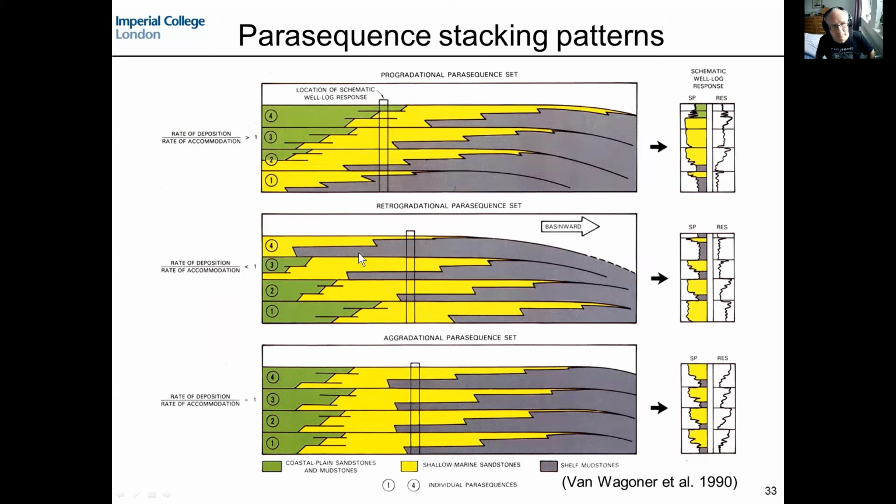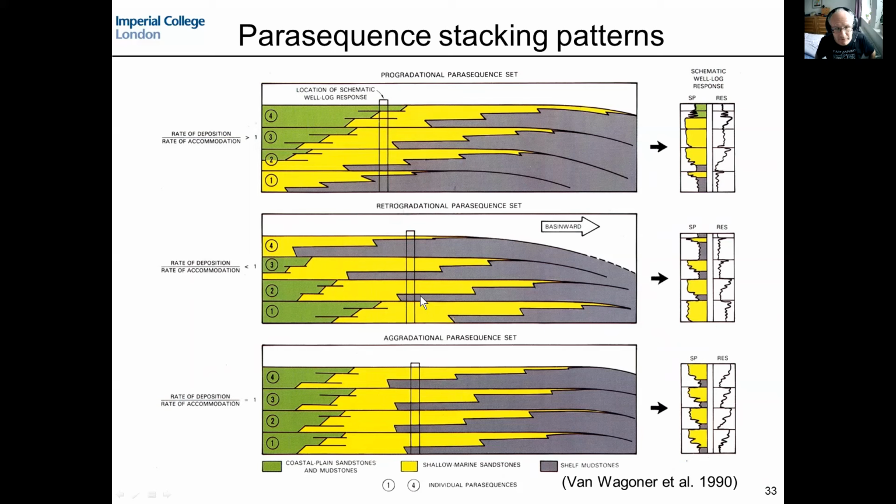The middle diagram, you see again landward on the left, basinward on the right, and you see the parasequences are stepping back towards the left. So in this case, that's retrogradation or transgression. And in this case, sediment supply is being outpaced by accommodation space. In the bottom diagram, the parasequences are just stacked vertically. They're not overall moving to the right or to the left, and that's aggradation. So sediment supply is basically in balance with accommodation space.